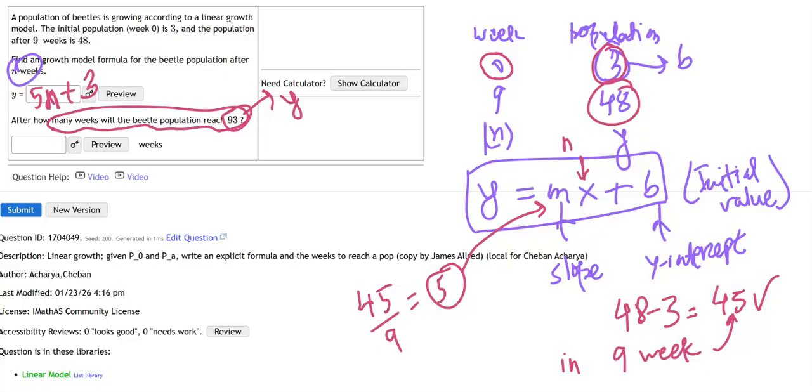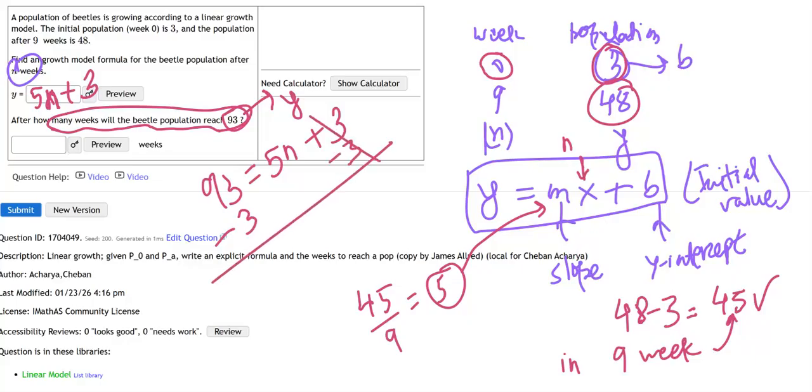Now to find out how many weeks the beetle population reaches 93, you've got to find the n value where y is going to be 93. So basically I'm going to do 93 as y equals 5n plus 3. So this is the equation to solve for n, right? Then you subtract: 93 minus 3 is going to be 90 equals 5n. So you divide by 5, which gives you n equals 18. So in 18 weeks, the population of beetles is going to be 93. So the answer is going to be 18 weeks.